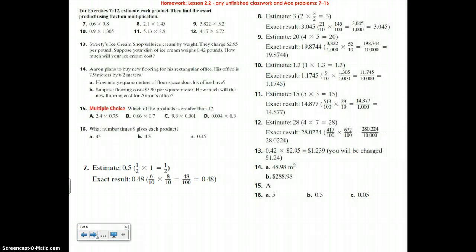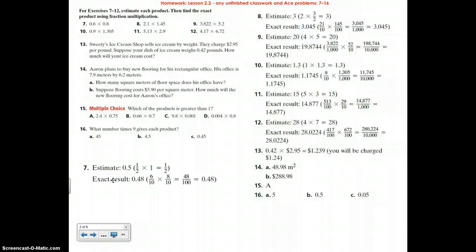We'll start by going over the homework from last night. Each problem, you can see the question and the answer down below, so you can follow along. The first question was for estimating and then finding the exact answer. The first estimate is 0.5 or half, and the exact answer is 0.48. You can see in the parentheses how they got their estimate. Remember, your estimate does not need to be the same as the estimate shown.